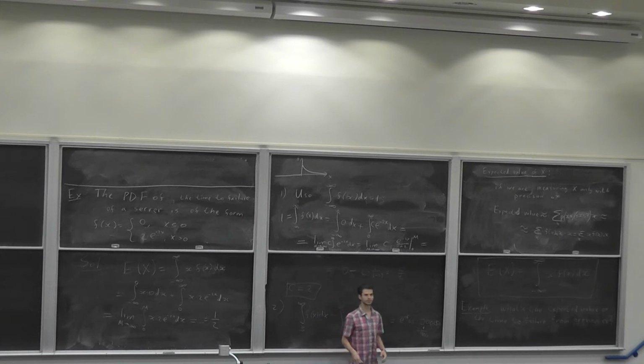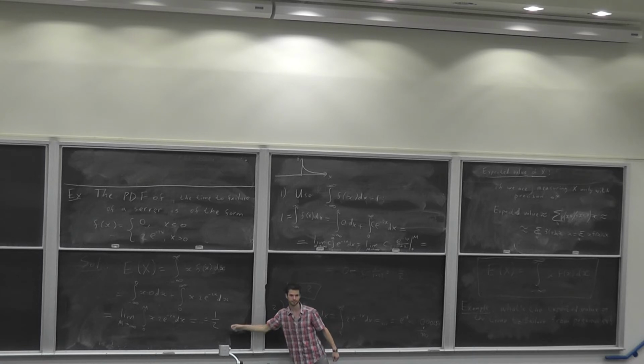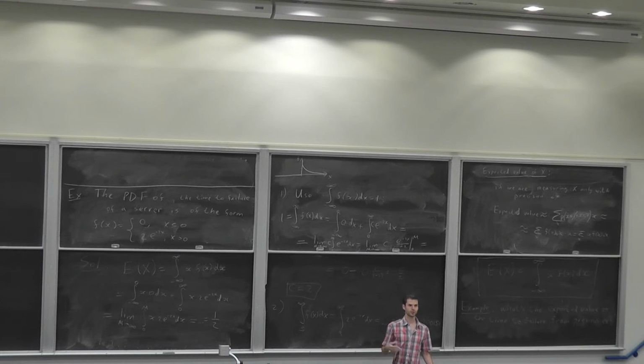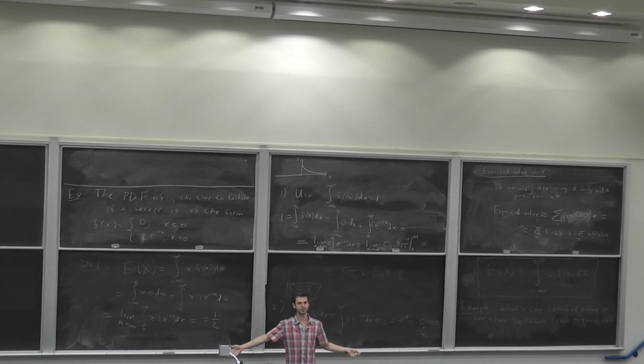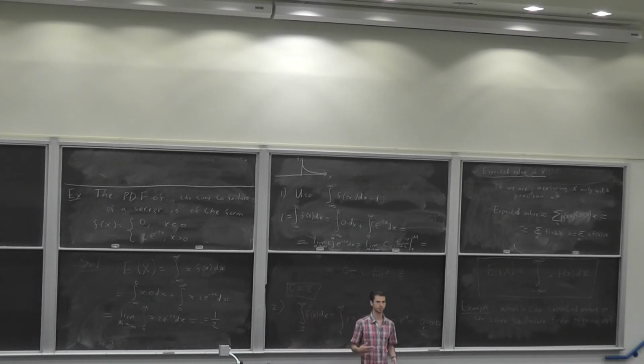I will skip the computation because I don't have more to add, but this integral can be computed, then this limit can be computed, and the answer is 1/2. So what this tells you is, if you take a whole bunch of identical servers like this, and you measure the times to failure for this whole bunch of servers, and then you take the average outcome, the average outcome is going to be close to 1/2. In approximately 1/2 year, you should expect a failure on average.